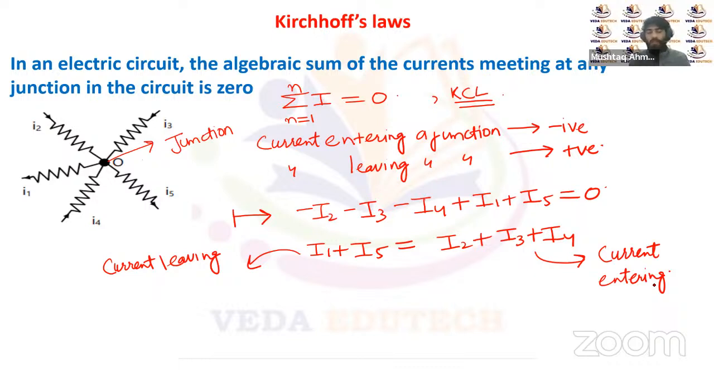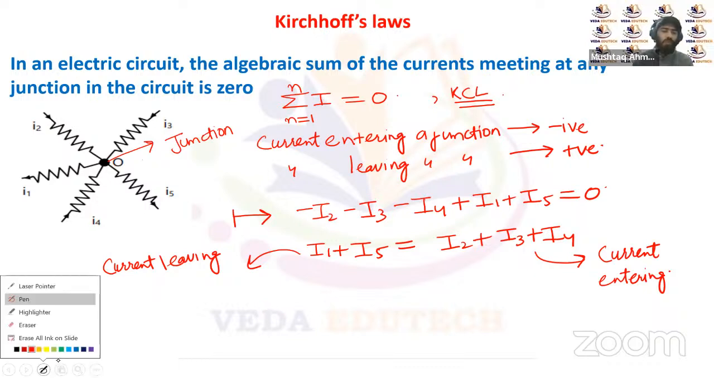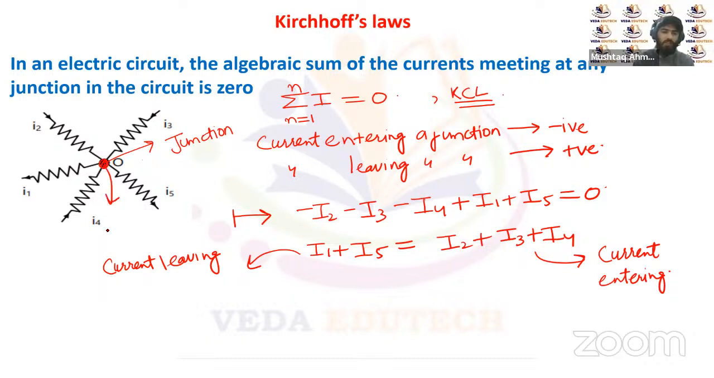It means that if the current entering the junction is equal to the current leaving the junction, then actually no charge resides at this point, right? We can say that at this junction no charge resides. If no charge resides at the junction, it means that the total charge is conserved, right?